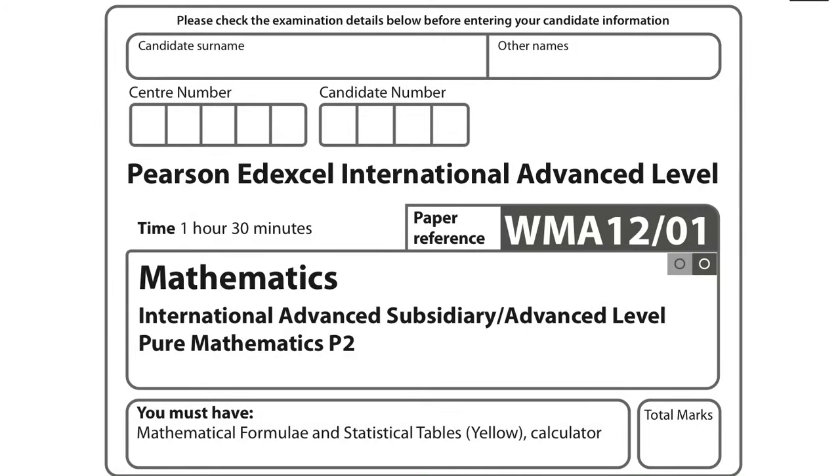Right, so Pure 2, Jan 2022. This is an exciting day, okay? Let's go through this then.